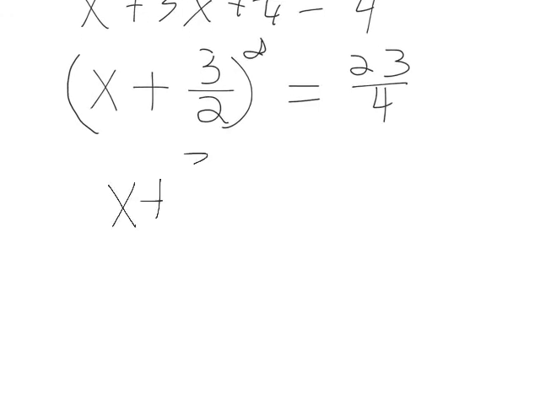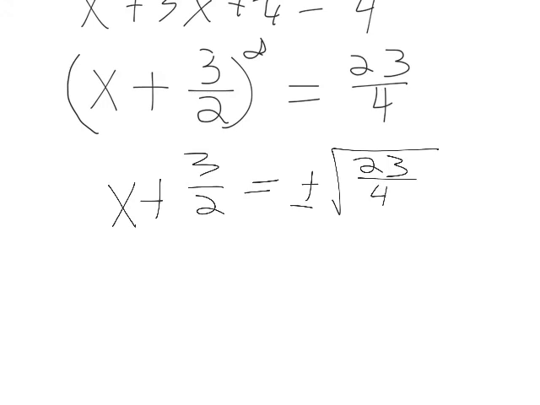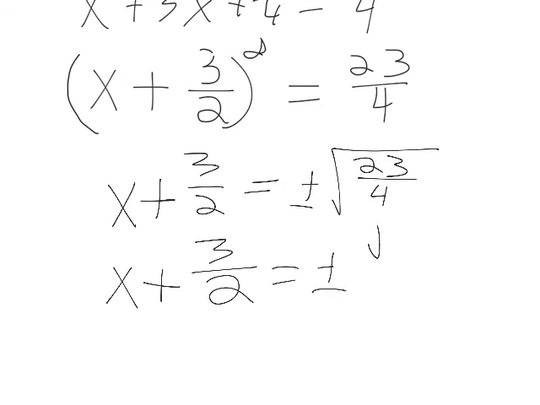We get x plus 3 halves is equal to plus or minus the square root of 23 over 4. We can take the square root of the 4. We can't the 23. That's actually good news because in algebra, a rational is not considered to be simplified if there is a radical in the denominator, okay? So we'll go ahead and we will simplify that. And all we have to do there is split up the root so that we still have the square root of 23 on top, and the square root of 4 is 2 on the bottom, okay?